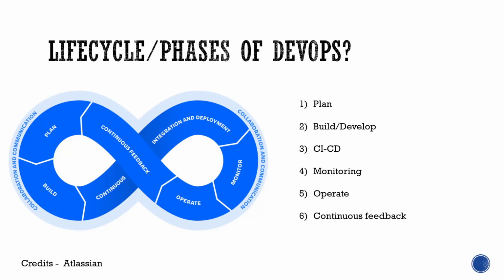So let us understand one by one what exactly these are. So let's talk about the plan. In a DevOps team, they should adopt agile practices to improve speed and quality. Agile is an iterative approach to project management and software development that helps teams break work into smaller pieces to deliver incremental value.